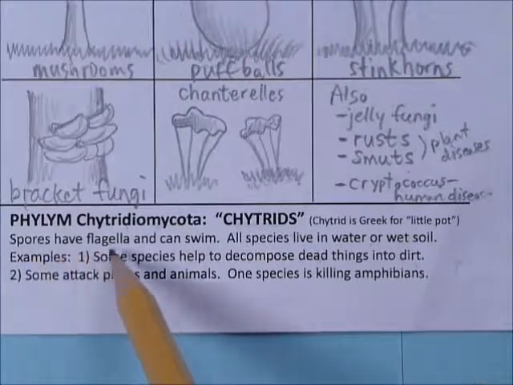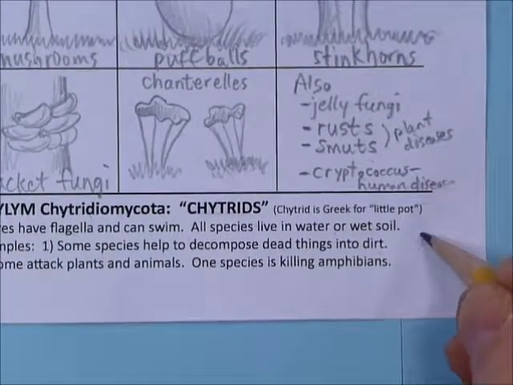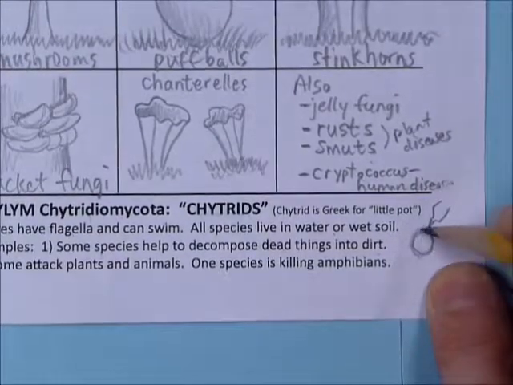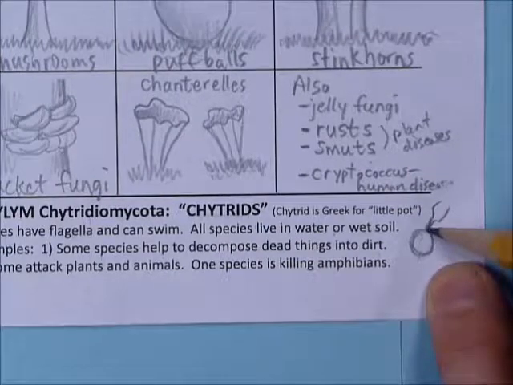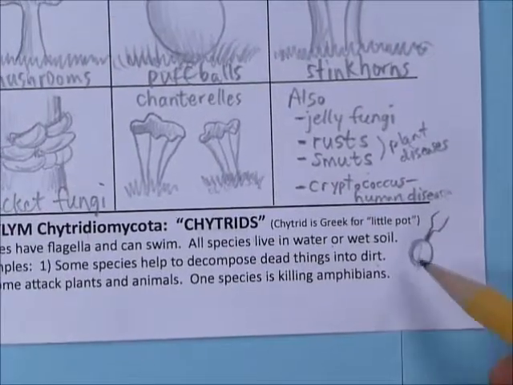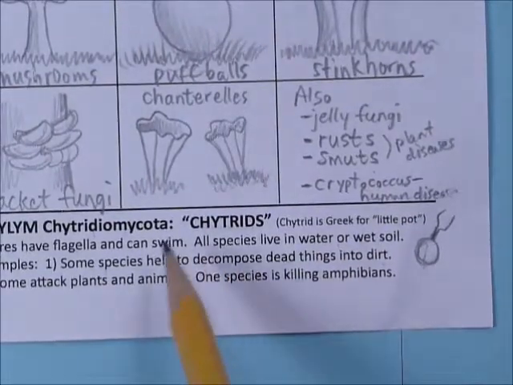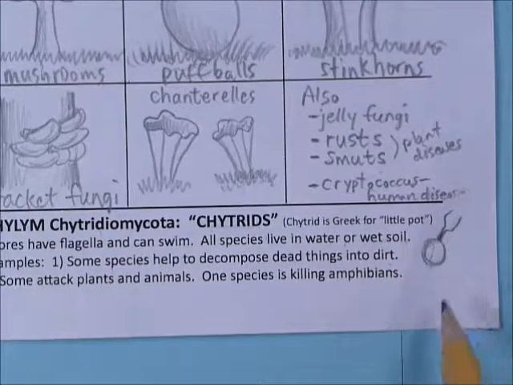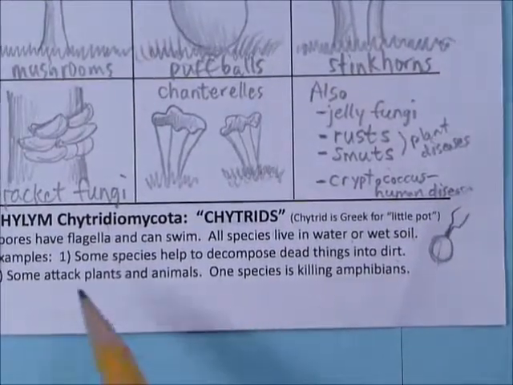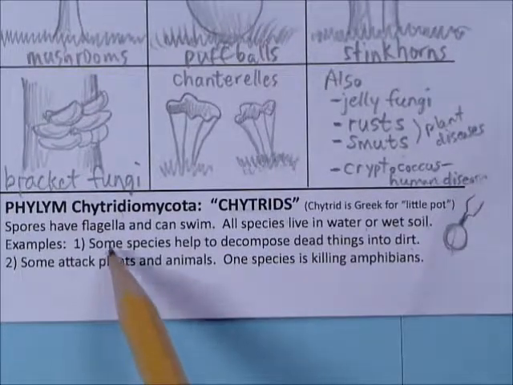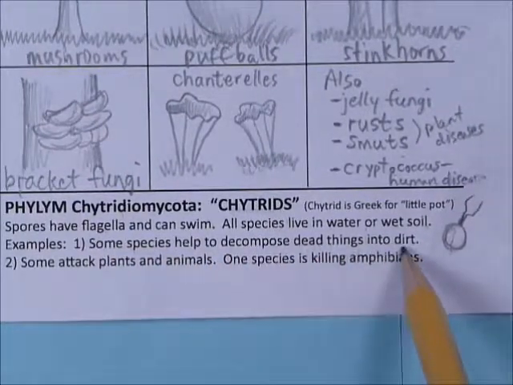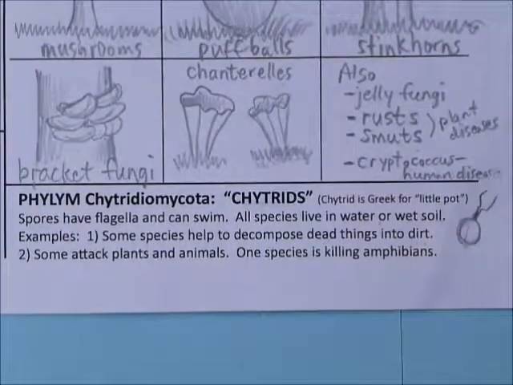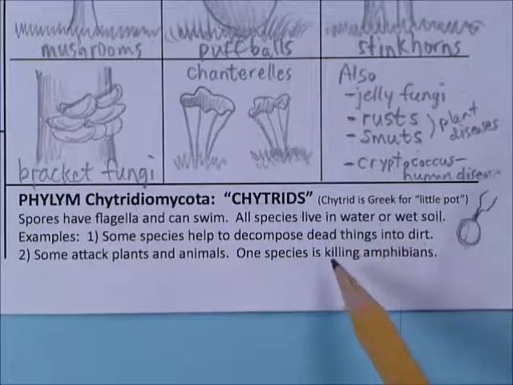And these spores have flagella and can swim. This is kind of crazy because they have those little tail things like sperm have, like some protozoans have, like Euglena. And so the spores can swim. So therefore, it's not a surprise that you find them in water or wet soil. They're always near water because otherwise there's no point in having a swimming tail if you're not near water. And some examples here are, number one, some species help to decompose dead things into dirt. So these guys would be very helpful on forest floors and compost piles. They help to recycle things.